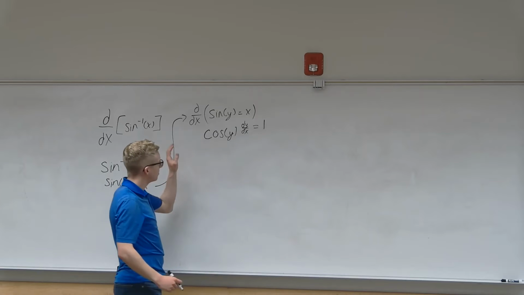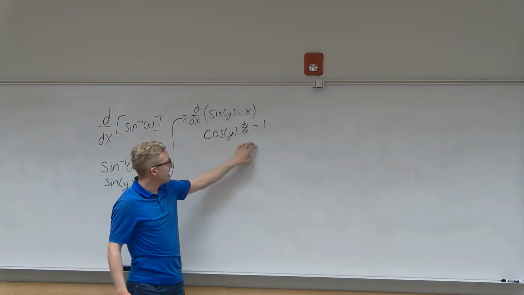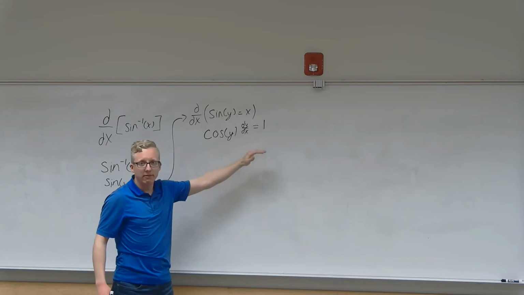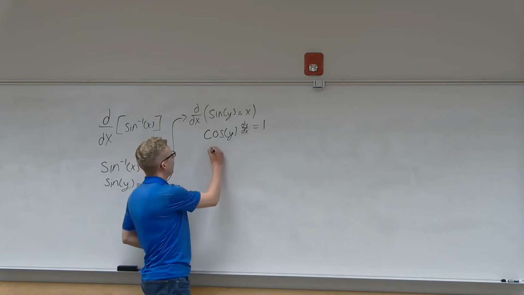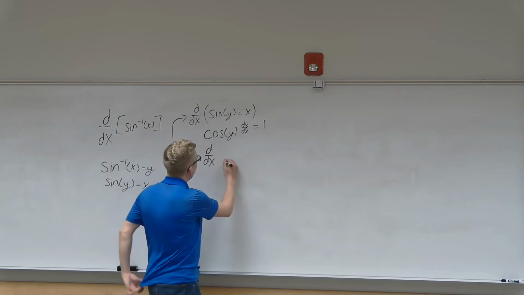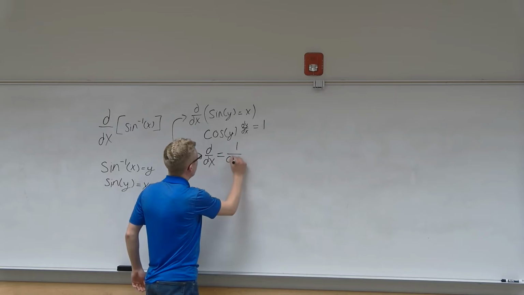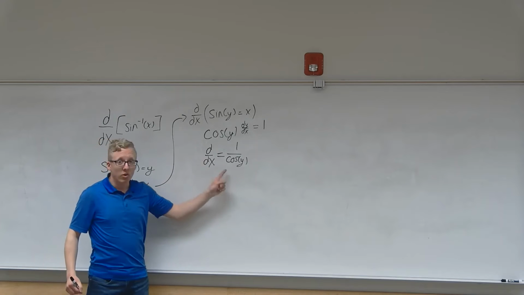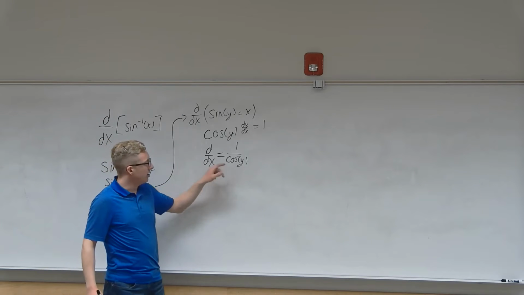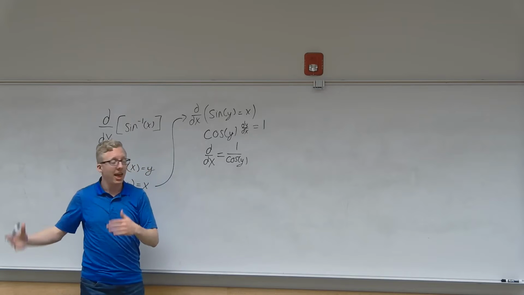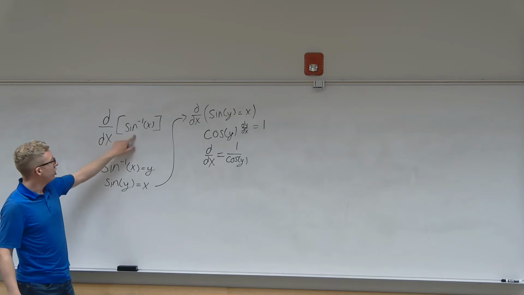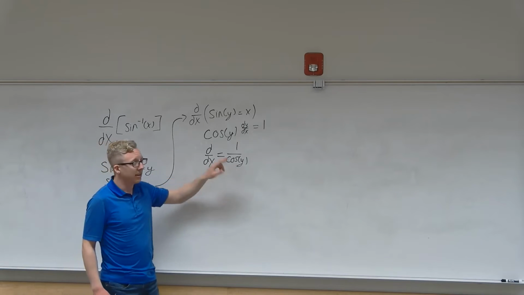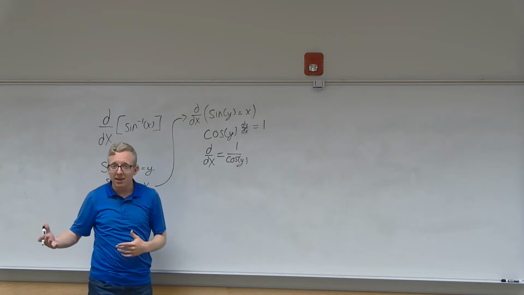Okay, so here's what we've got. Cosine of y times dy/dx equals 1. So this is pretty simple. We're just going to divide over our cosine of y. So we've got dy/dx equals 1 over cosine of y. Now, it may be tempting to end here, but we're not quite done. We have the function in terms of y, but we need it in terms of x because our original question asked for it in terms of x. So how can we get our cosine of y to be something related to x?